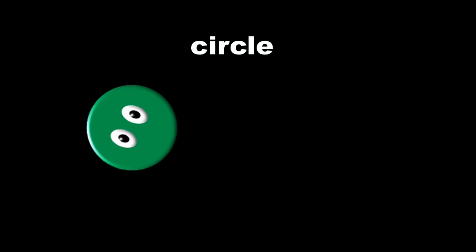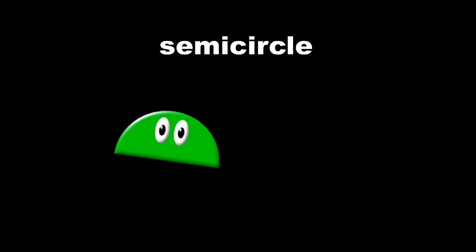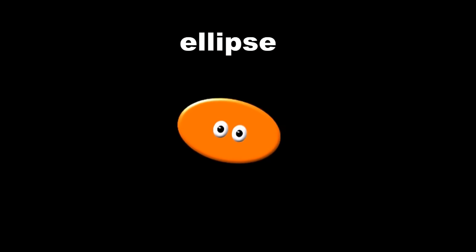I see a semicircle, it's half a circle. I see an oval, it looks like an egg. I see an ellipse, it's like a squashed circle.